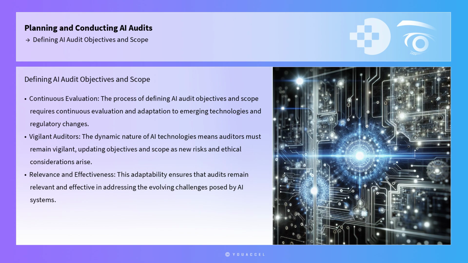The process of defining AI audit objectives and scope is not static. It requires continuous evaluation and adaptation to emerging technologies and regulatory changes. The dynamic nature of AI technologies means auditors must remain vigilant, updating objectives and scope as new risks and ethical considerations arise. This adaptability ensures that audits remain relevant and effective in addressing the evolving challenges posed by AI systems.